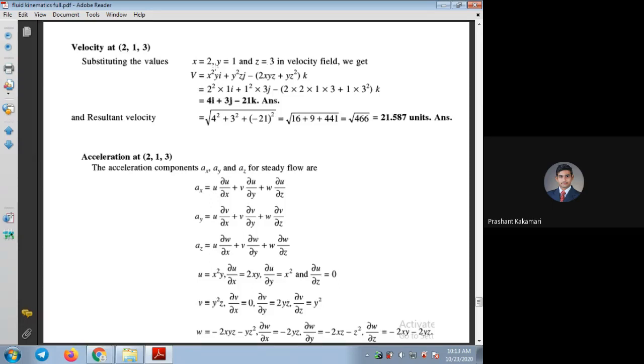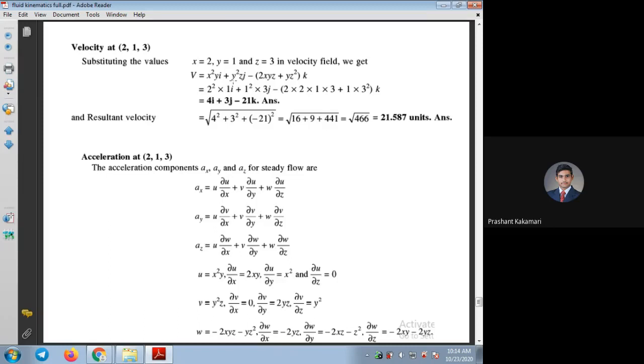So just substitute these x, y, z values in this velocity component equation, and one can find out the velocity in vector form, and using this vector form, one can find out the resultant velocity at a given position. So here x is 2, I can write it as 2 square into y given as 1. So 2 square is 4 into 1, 4i.